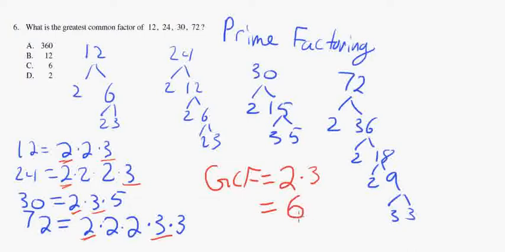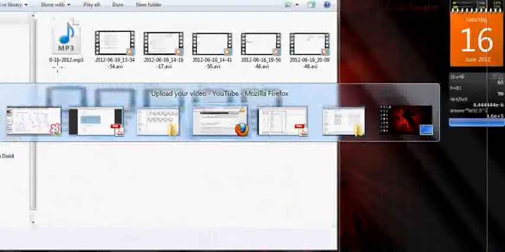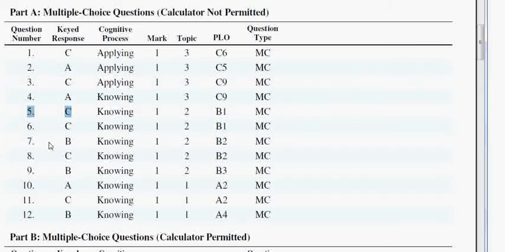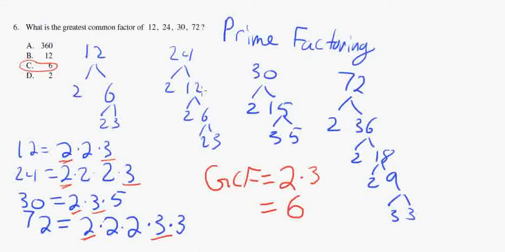Now we could list all the factors of 12, 24, 30, and 72, and that would give us the exact same result. But it would be time consuming because 72 has quite a few factors, so I'm not going to do that. But currently the answer that we have is C, and we're going to check the answer key. 6, answer is C. So, prime factoring works.